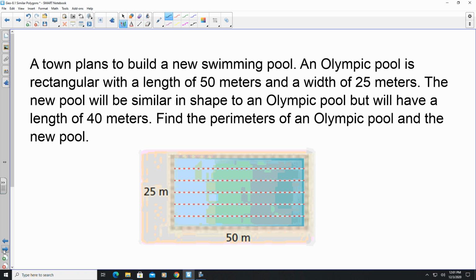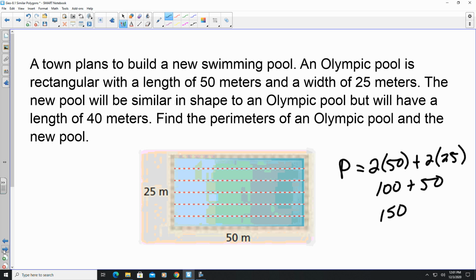So, a couple things you can do. Well, first, they give us the Olympic pool in the diagram. To find the perimeter, it's a rectangle, so I can say this is 2L, which is 50, plus 2W, which is 25. That's 100 plus 50 is 150 meters. So the perimeter is 150 meters for the Olympic pool.